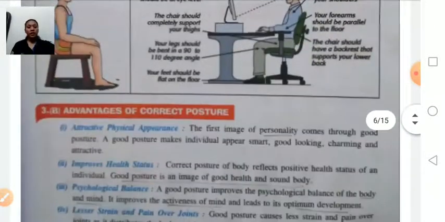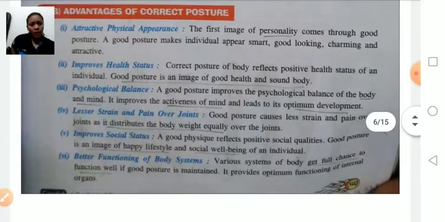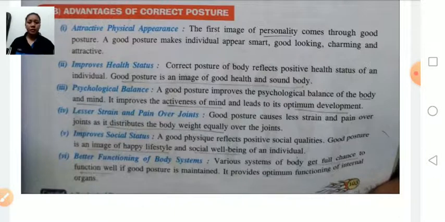What are the advantages of correct posture? If you have correct posture, what are its advantages? The first advantage is attractive physical appearance. The first image of personality comes through good posture. Good posture makes an individual appear smart, good looking, charming, and attractive. If the person has good posture, he has a good appearance, and therefore his personality will be good. He will have an attractive physical appearance.